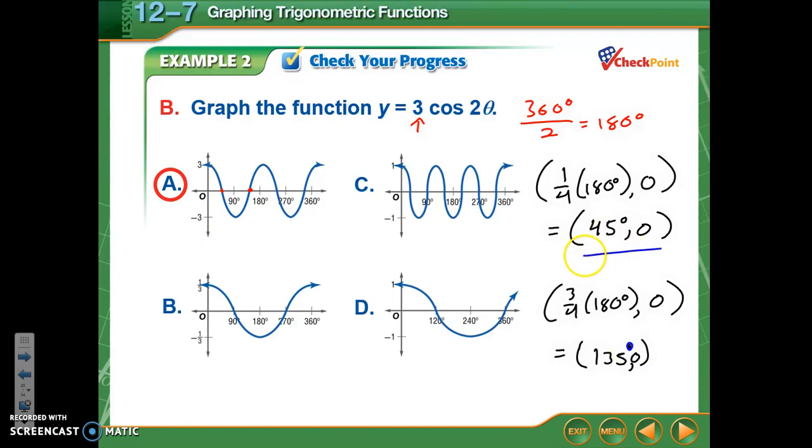That would be your y-intercepts, 45 degrees, 0, and 135 degrees, excuse me, 0.